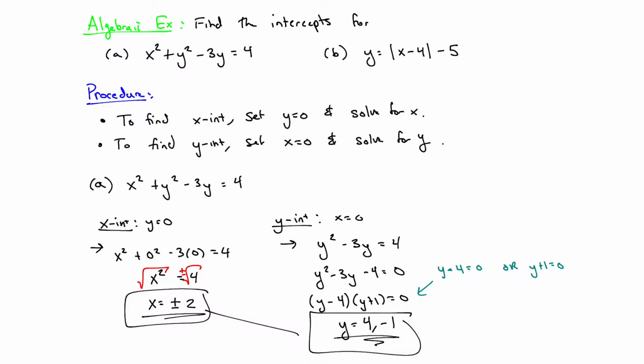And now we'll do B. And this one's kind of fun in some ways. So this was y equals the absolute value of x minus 4, minus 5. So for the x-intercept, we want to solve for x. We want to be able to find x. So we're going to set y equal to 0. And we're going to get 0 equals the absolute value of x minus 4, minus 5.